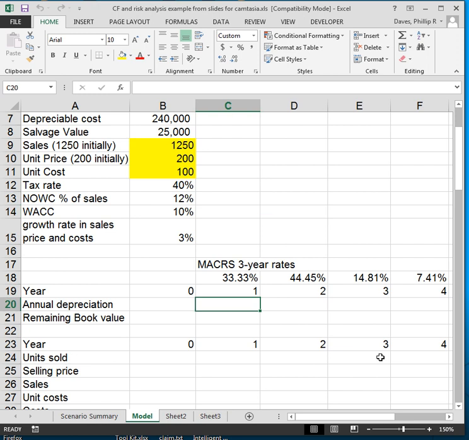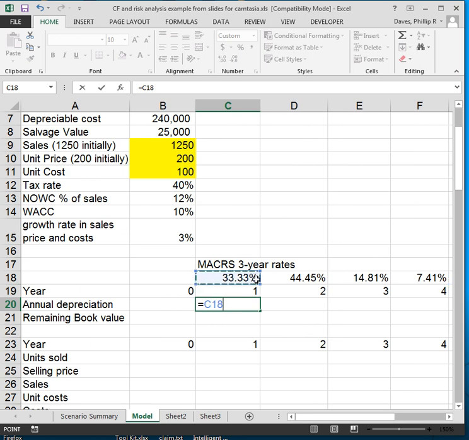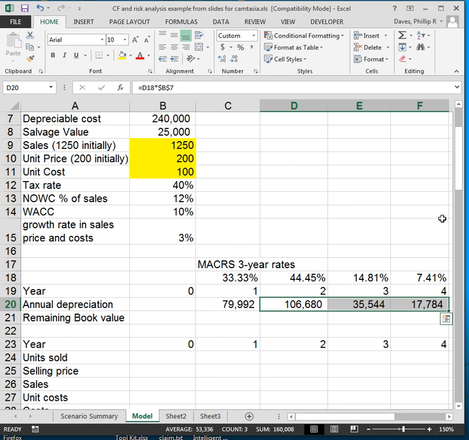But in any case, the depreciation is going to be our MACRS depreciation rate, and that needs to be a relative cell reference, multiplied by the depreciable cost, or the basis, and that's the one that needs to be an absolute cell reference. And we just copy this over. And you notice we have $79,000, $106,000, $35,000, and $17,000 in years 1 through 4 of depreciation charges.